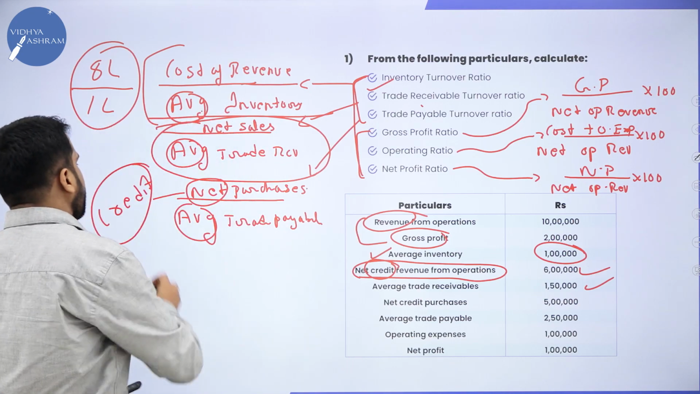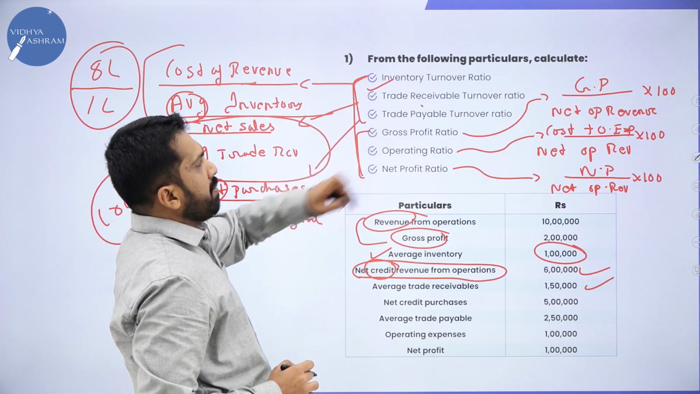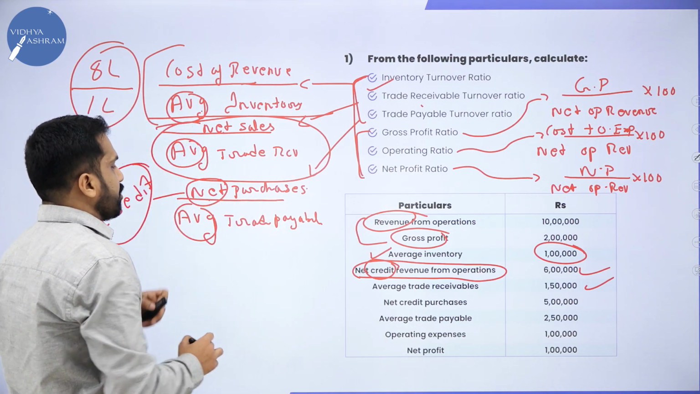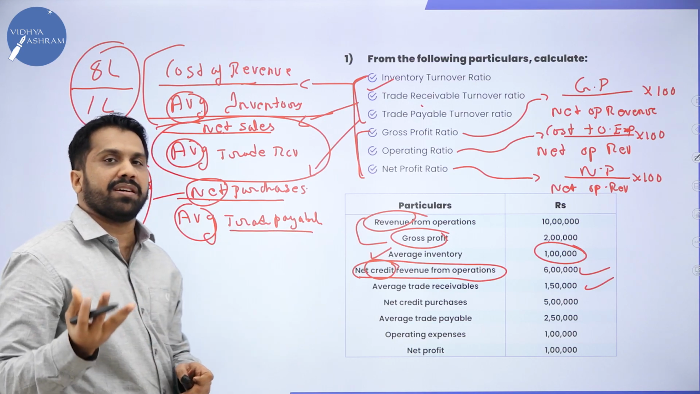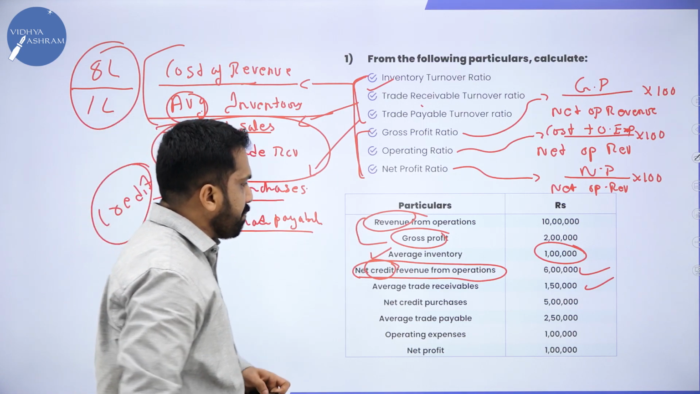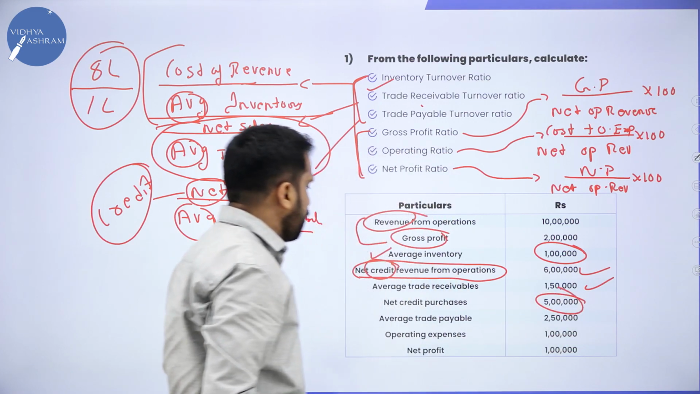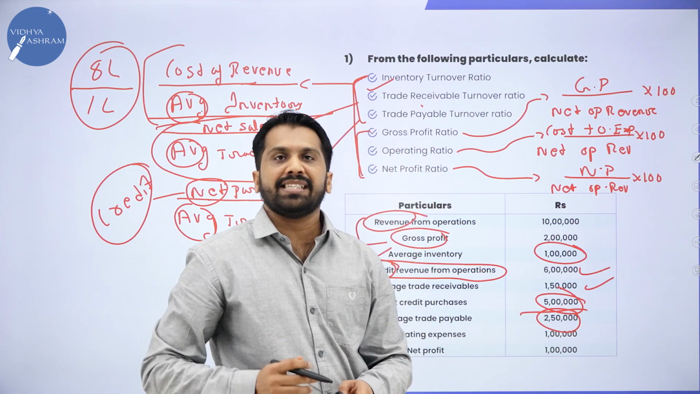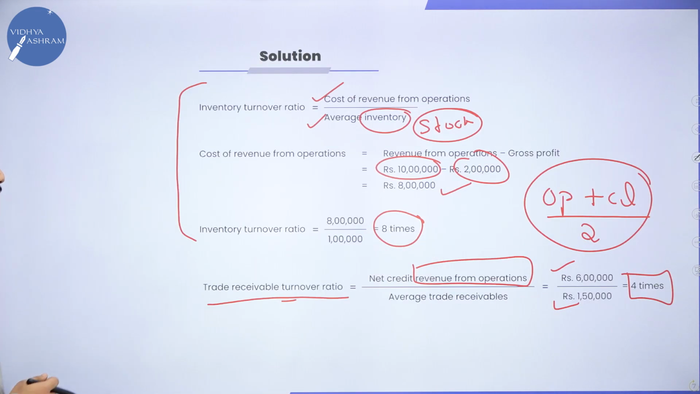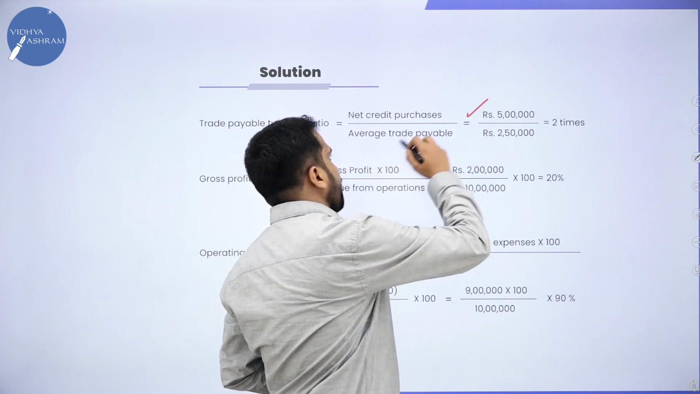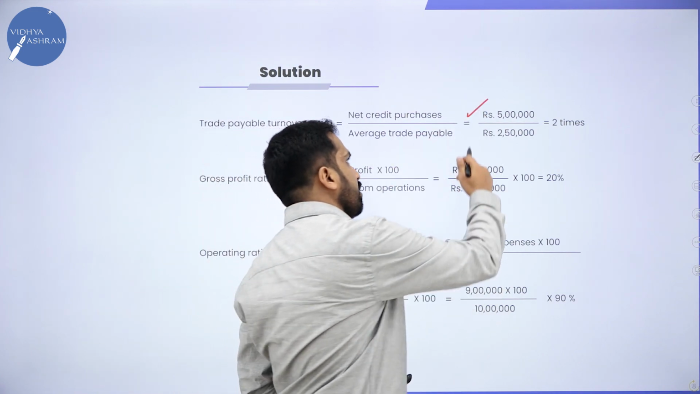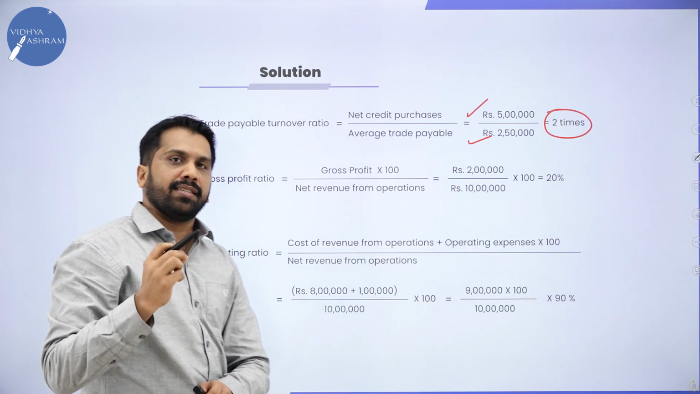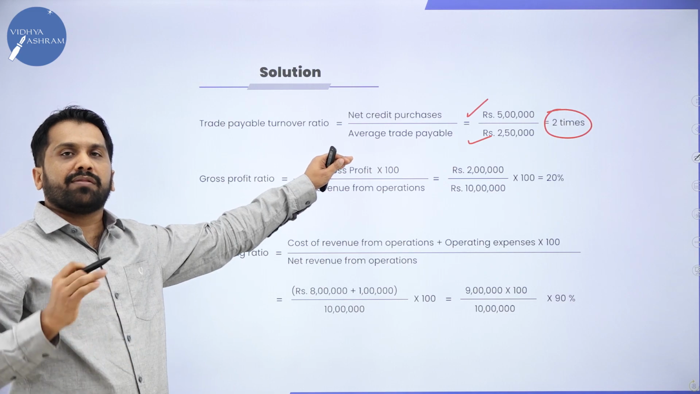Clear? Now the third one, trade payable turnover ratio. What is the formula? Net credit purchase divided by average trade payable. Now, what is your credit purchase? 5 lakh. What is your average payable? 2.5. Just divide. Easy. We'll see the answer. 5 lakh, and average trade payable is how much? 2.5. So what is your answer? 2 times. Easy? Yeah. But you have to remember the formulas.